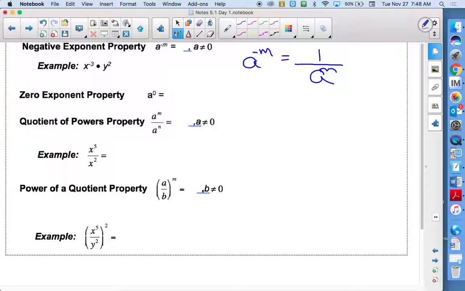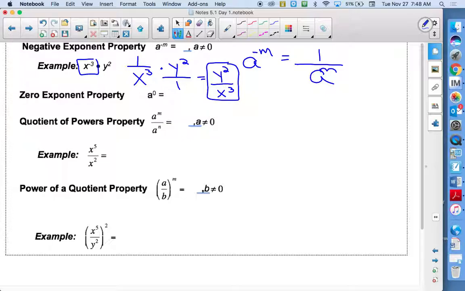So Odette, we have x to the negative 3 times y squared. So what would that look like? Y squared over x cubed. Yeah, perfect. So this part here, x to the negative 3 becomes 1 over x cubed. But we still have that y squared. So the negative exponent part, you take that whole variable, you move it to the denominator, the exponent becomes positive. But then when you multiply these together, this is really y squared over 1. So we have 1 times y squared and x cubed times 1. So y squared over x cubed.